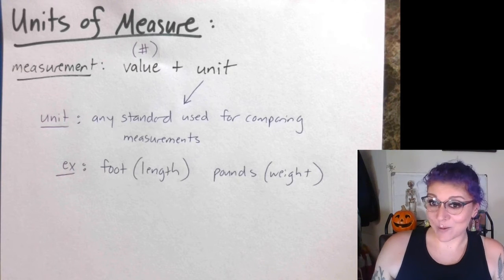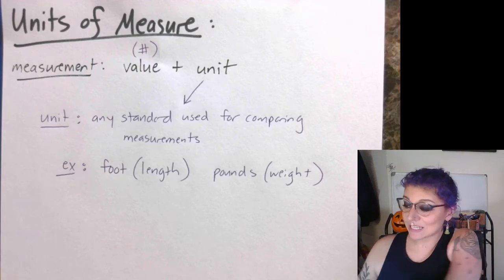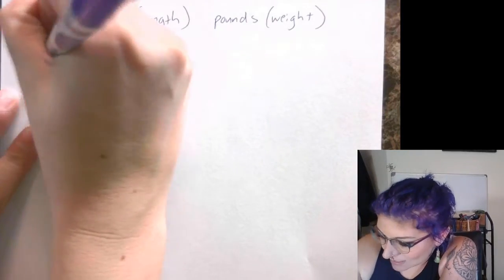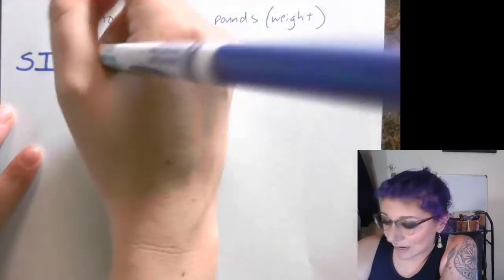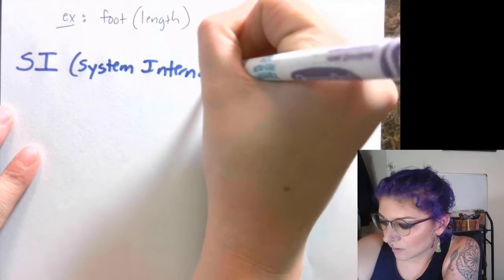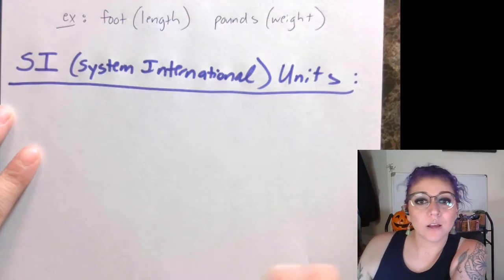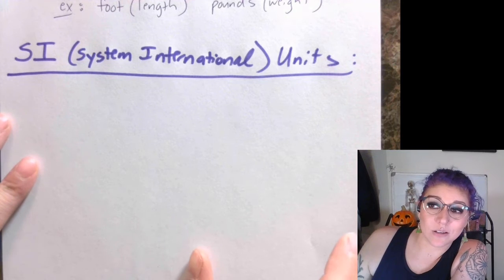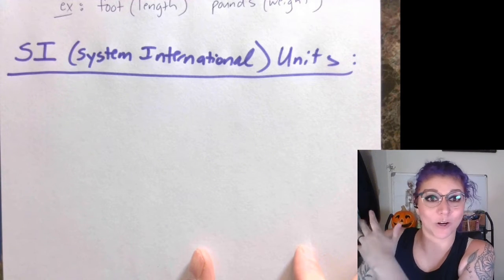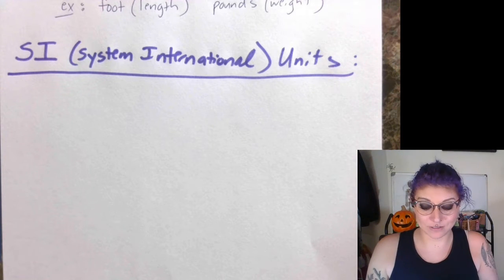So let's talk about the units that science does use. The units that science uses have a specific name. So they are SI units. And SI stands for System International Units. Science uses these units so that we can compare data across the United States, across countries, so that we have a common language to talk about our science.